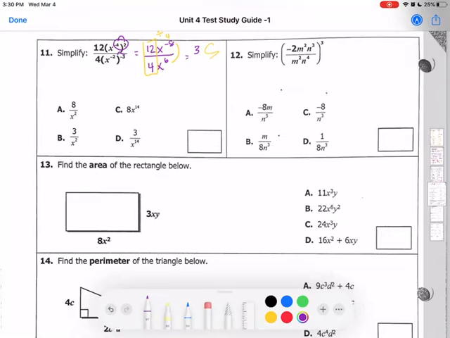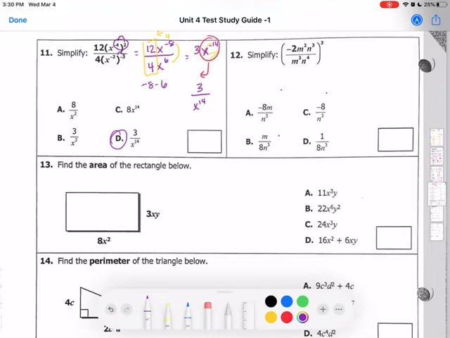And then negative 8 minus 6 gives me a negative 14. I can't have a negative exponent, so I need to drop it down to the bottom. The 3 will stay on top, so I have 3 over x to the 14th, which is D.